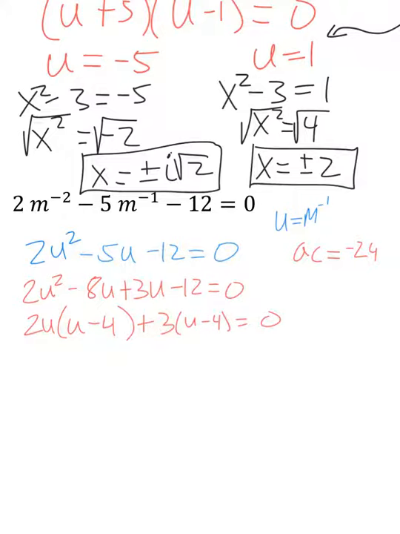Like that. See if you can polish it off. Then factor it up. Find out what u is. Resubstitute. So that's what m is. So what's m? That's m to the -1.